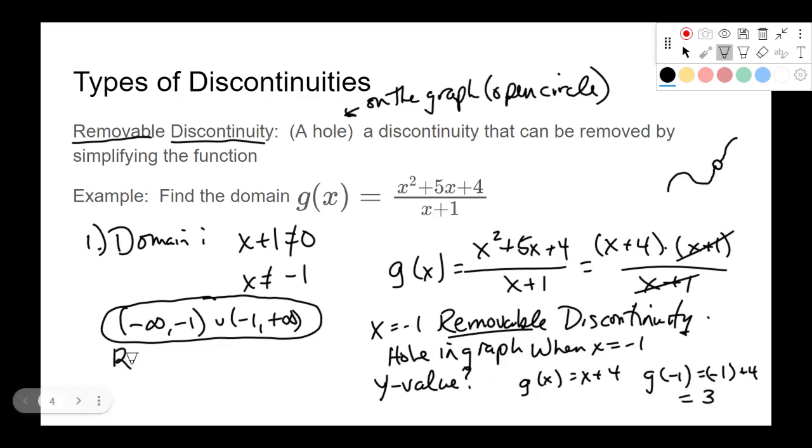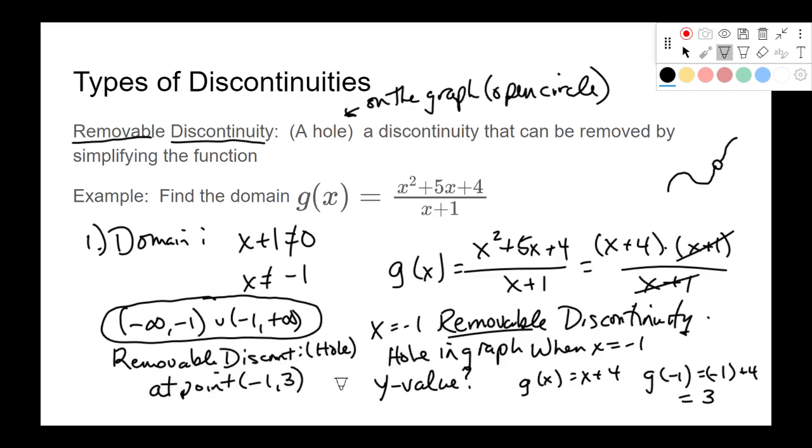So there is a removable discontinuity on this function. It's a hole at the point where x is -1 and the y value for it is 3. So when I graph my function g of x, I'm literally going to put an open circle on the graph at the point (-1, 3). That's what we're doing here. We're finding a removable discontinuity. That's what we found. All right, that's an example of a removable discontinuity.